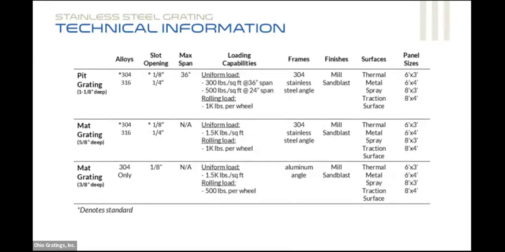Typically, you do have a max span recommended in these applications. It does vary based on the product type, but you'll see spans of 36 inches, and that's going to give you a uniform load capacity of 300 pounds and 500 pounds for a 36 and 24 inch span, respectively.